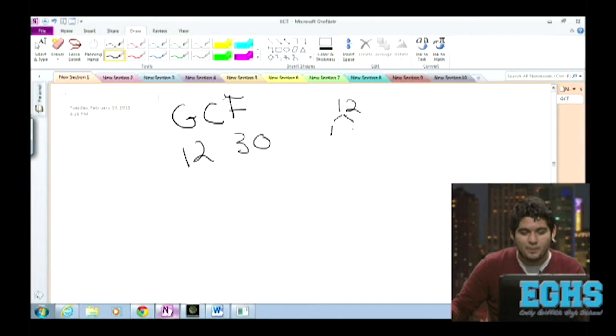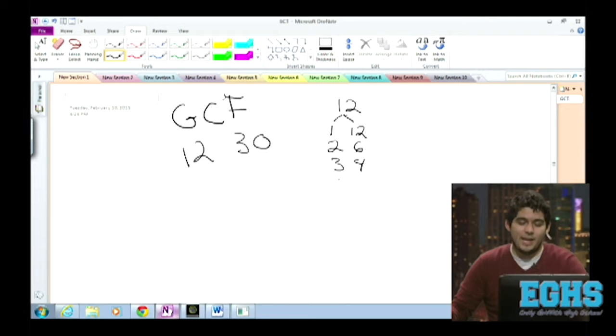And so of course we have 1 and 12. Then we have 2 and 6. Then we have 3 and 4, and that is essentially it. Because after that, you can work backwards. Of course, you would get 4 and 3, and so on, but it's the same, just flipped around.